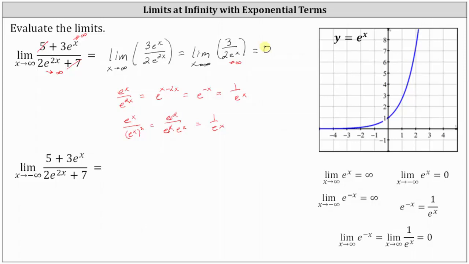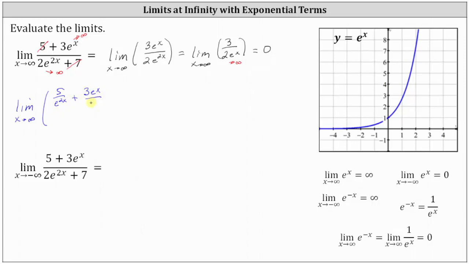Let's take a look at a second method for determining this limit. Remember when we had polynomials in the numerator and denominator, we divided every term by the highest power of x from the denominator, which means another method would be to divide every term by e to the power of 2x to determine this limit. So let's also show that method. We would have the limit of 5 divided by e to the power of 2x plus 3 e to the x divided by e to the power of 2x, all divided by 2 e to the power of 2x divided by e to the power of 2x plus 7 divided by e to the power of 2x.